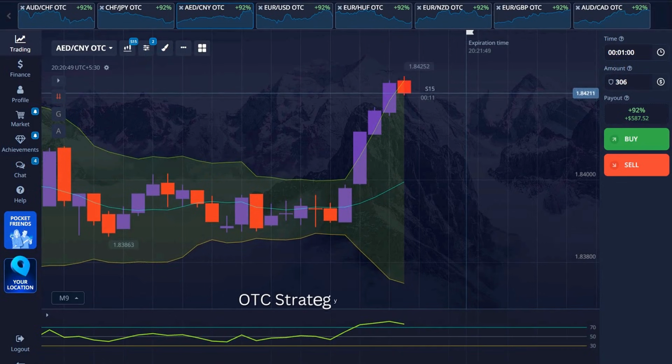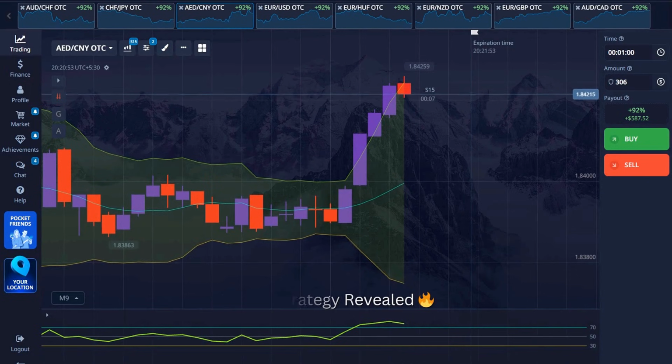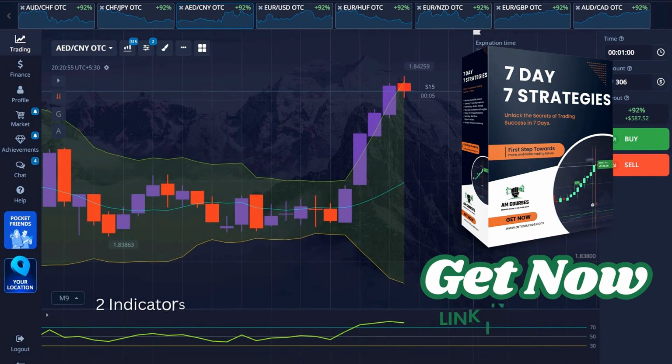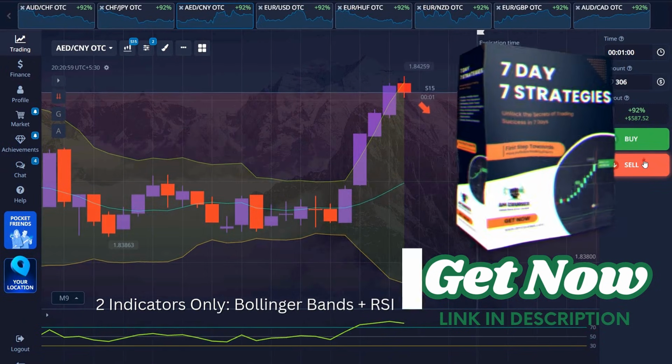Hey traders, today I'm going to show you a powerful OTC trading strategy on PocketOption. And the best part? We're using just two indicators, Bollinger Bands and the RSI.